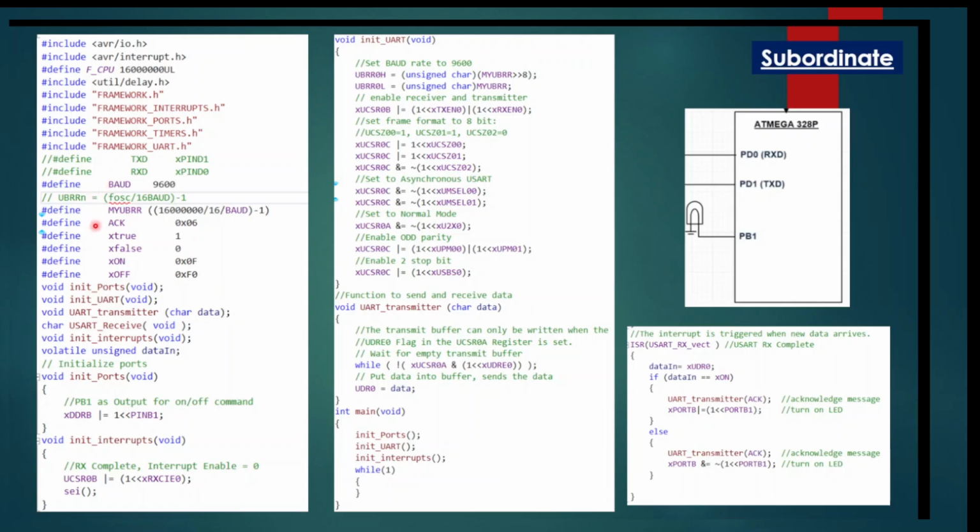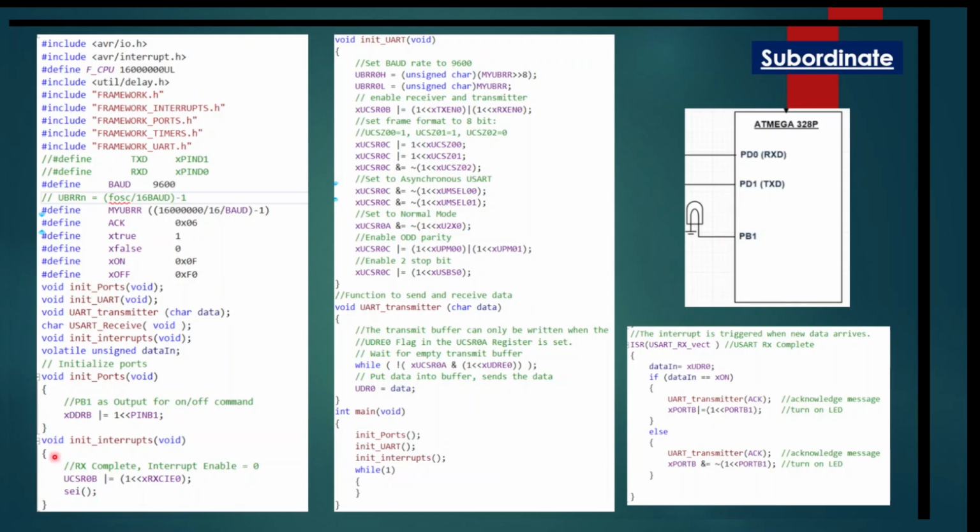Now we have the value of the acknowledgement, ACK, which is going to be hex 06. We have the on command, which is 0F, and the off command, which is F0, and a couple of other parameters. So let's look at the init port. We have one LED hooked up to port B1, therefore we need to set port B1 to output.